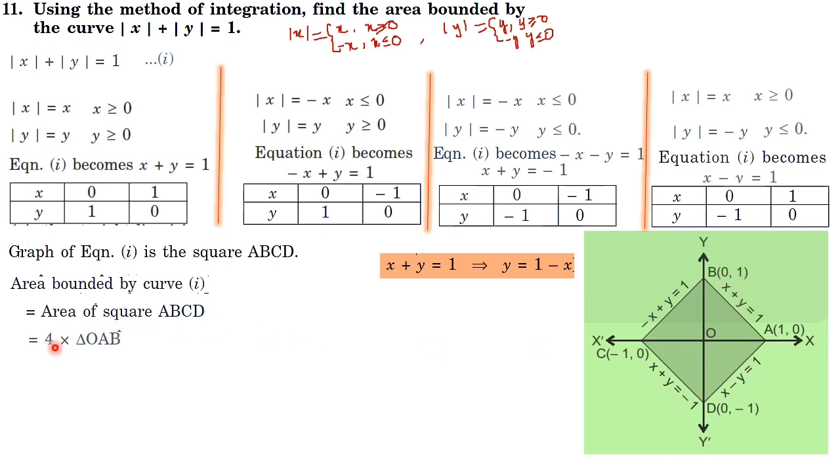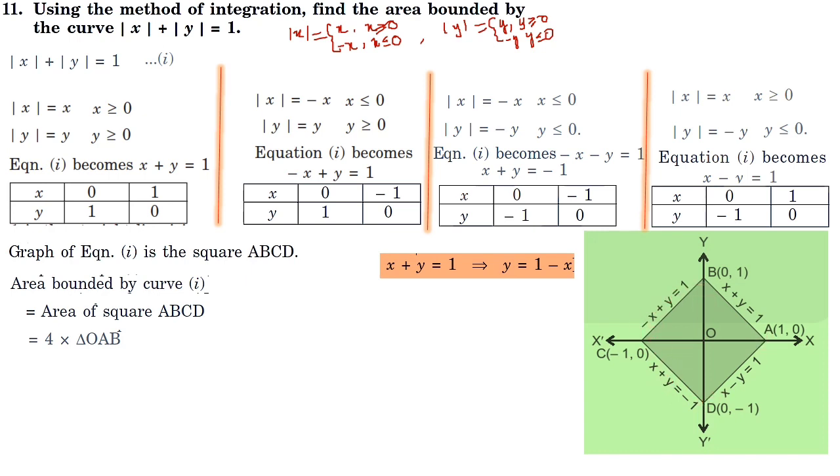That is 4 into the area of triangle OAB. These 4 triangles are identical, meaning their areas are equal, and it is a square because this length is 1, this length is 1, and the angle is 90 degrees. Finding the length of this side by Pythagoras theorem, root of 1 plus 1 becomes root 2. Here also root 2, here also root 2. So it's a square.